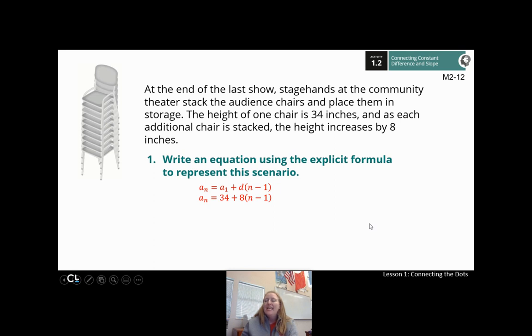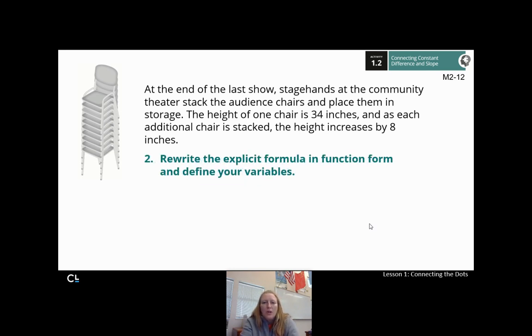Yay! Now that you have this lovely explicit formula, I would like you to do a little work on it and rewrite the explicit formula in function form. If you need a little help doing that, remember you can go back to page M2-11 where we had that worked example in the box. And then we'll define our variables, okay? So go ahead and hit pause, do your work, hit play when you're ready to check it.